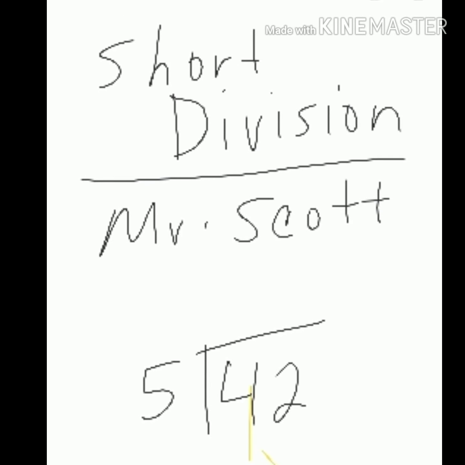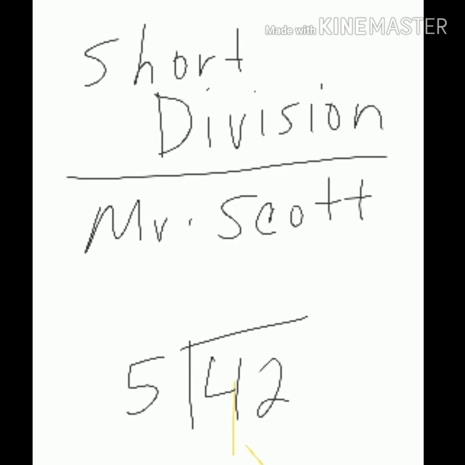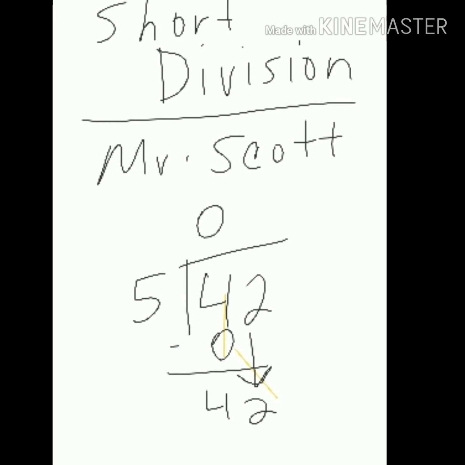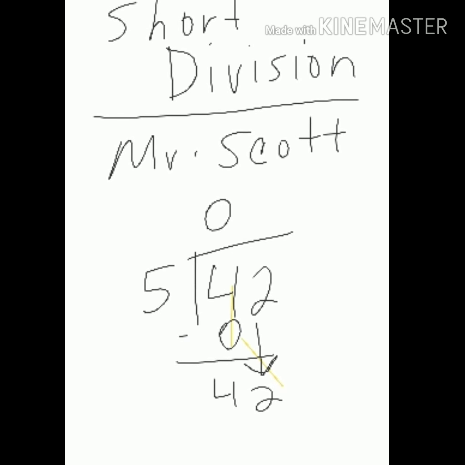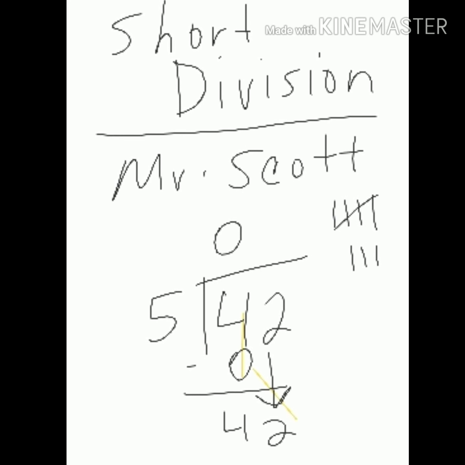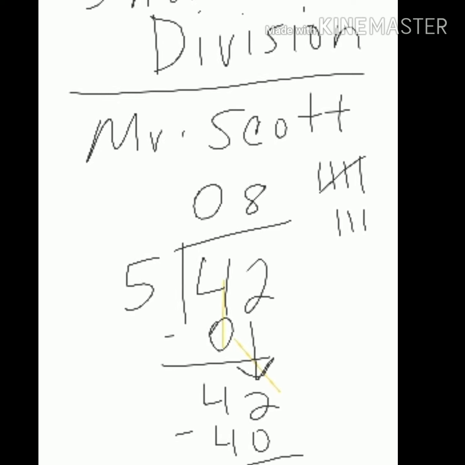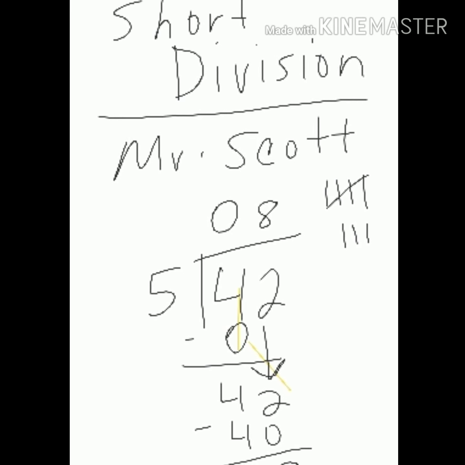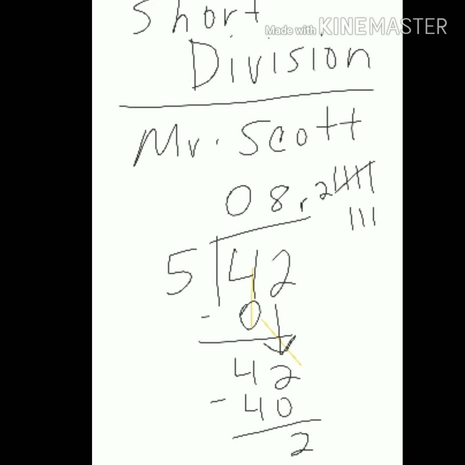All right, this is about to be a game changer. 42 divided by 5. 42 divided by 5. Normally, we would put a 0 on top of the 4, bring down the 4 to 42, and then work it out as such. Guess what? Short division, we're not doing that anymore.